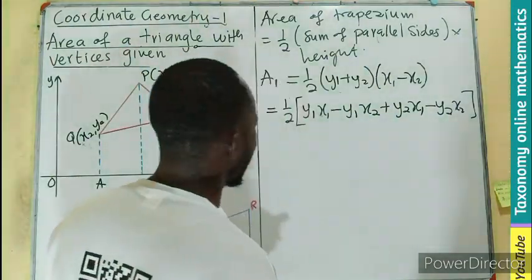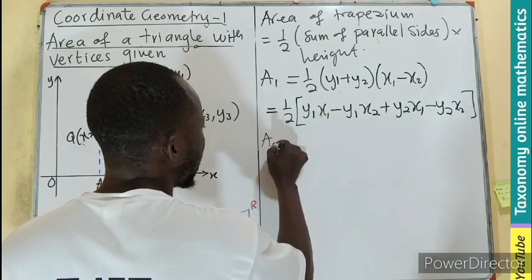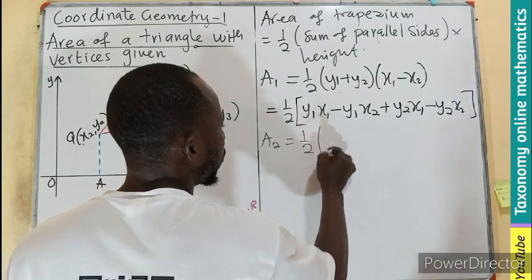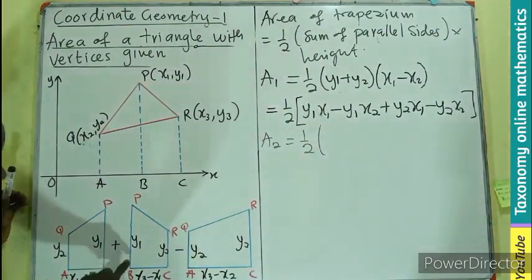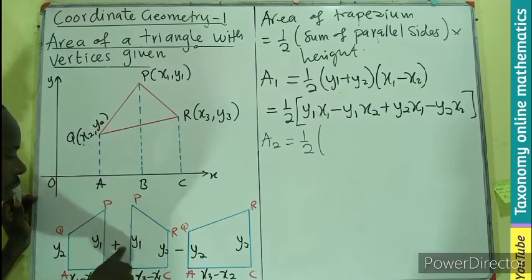Then let's pick the second one, area 2, which is also going to be the sum of the parallel sides.